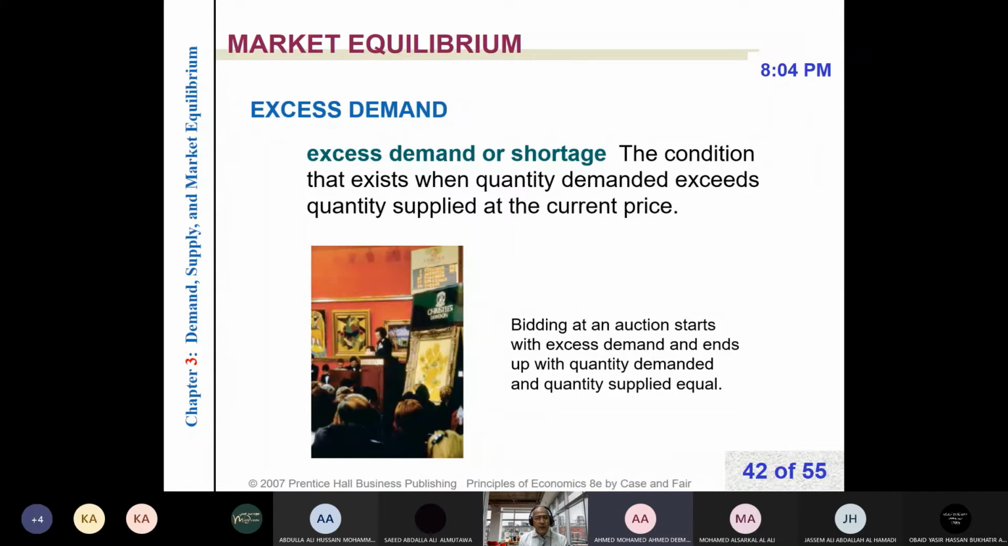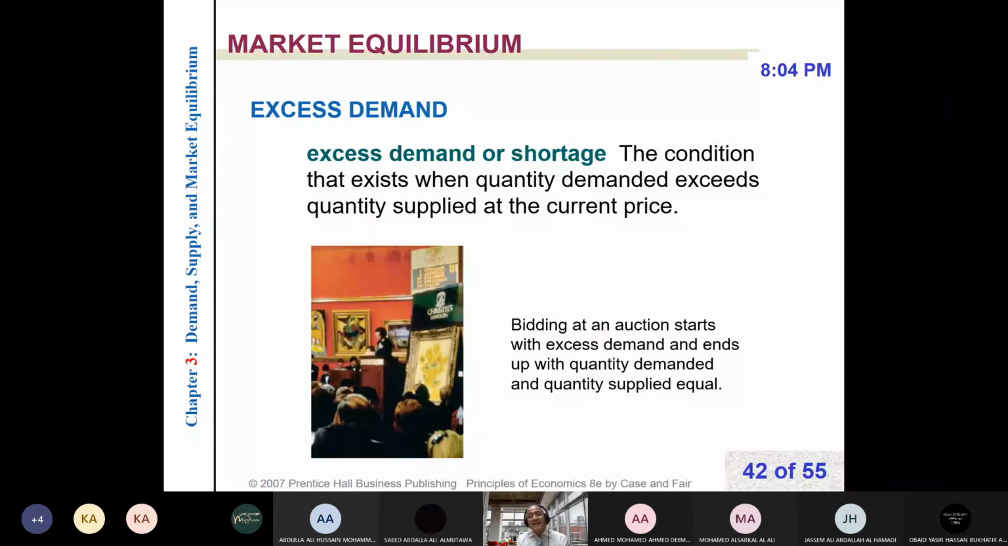Okay, so in Arabic, what's the meaning of shortage? If somebody can help us to translate this word into Arabic. Doctor, meaning out of stock. Out of stock, well done. In Arabic, shortage, النقص. Well done, good.